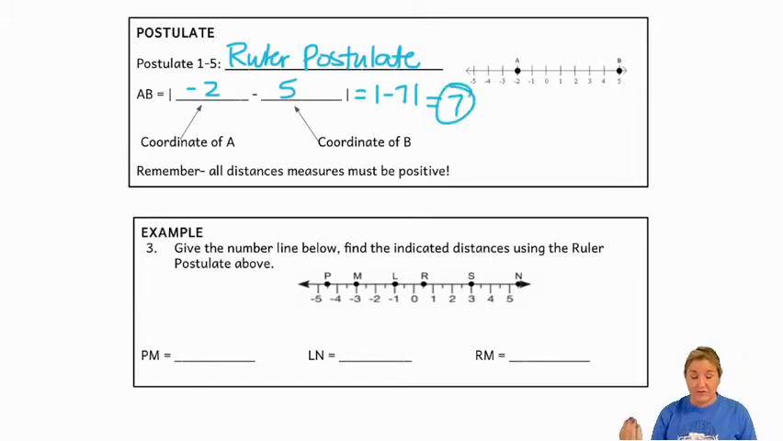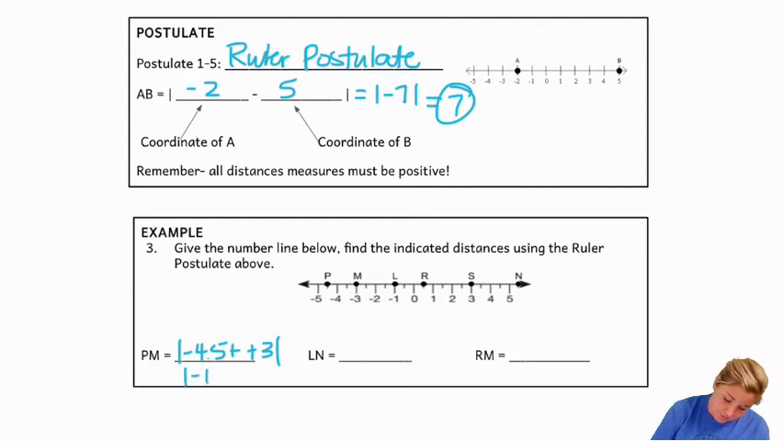So the distance between -2 and 5, instead of counting it, because what if it's 200 down the line? You're not going to count 1, 2, 3. So you take the first coordinate, subtract it from the second coordinate, and find the absolute value, because remember, distance has to be positive. Using that, let's find these distances, starting with PM. To go from P to M, it's the absolute value of -4.5 minus -3. Minus -3 becomes +3. So this is the absolute value of -1.5, which is +1.5.